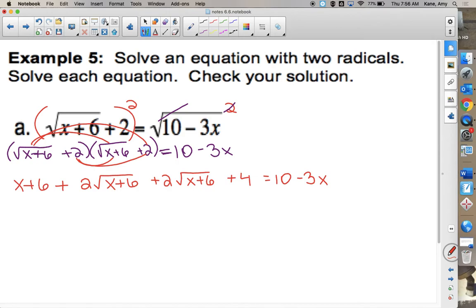Again, the square root of x plus 6 times the square root of x plus 6 cancels. But when you're multiplying the square root of x plus 6 times 2, that 2 goes in front of the radical. So on the left side, if you group your like terms together, what would you have on the left side of the equation, Chris? Yeah, so we have the 6 and the 4, so he said that makes x plus 10. These are like terms, so you add the numbers in front and you get 4.